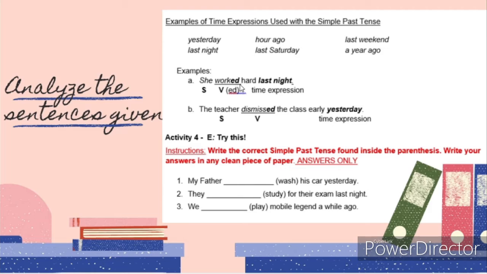It ends in ed. On the other hand, in the second sentence, the teacher dismissed the class early yesterday. Yesterday is also a time expression. It helps us understand that this sentence happened in the past. This verb, dismissed, is also in the simple past tense. It ends in ed. And for your activity, write the simple past tense of the verbs in the parentheses. Write your answers on any clean piece of paper. Answers only.